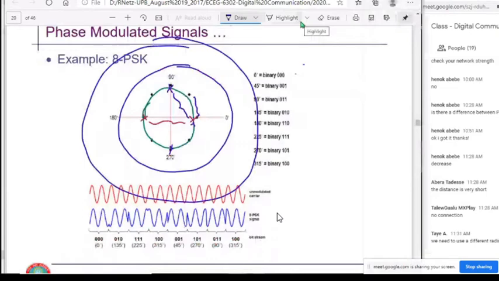When the modulator produces the bit sequence, 000 corresponds to a phase shift of 0 degree, so the carrier passes through unchanged.